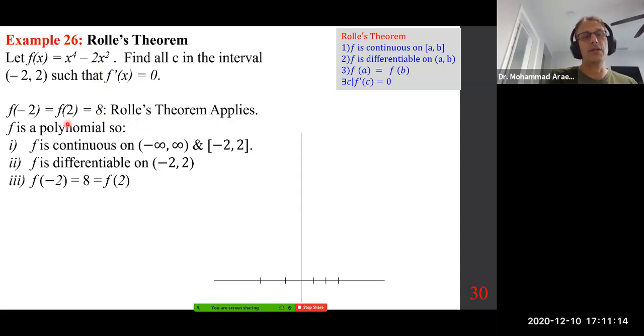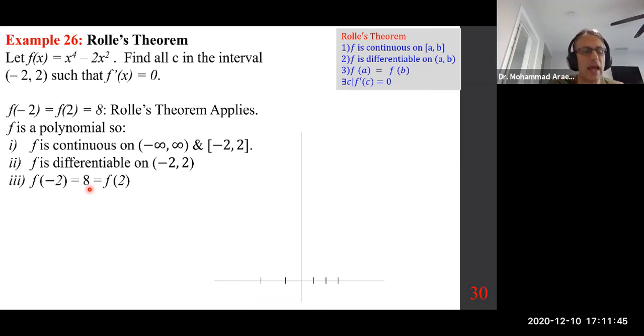Rolle's theorem applies. Why is that? We know f is a polynomial of degree 4. So it's continuous from negative to positive infinity. Therefore, it's continuous from negative 2 to 2. f is differentiable on negative 2 to 2, and f of minus 2 equals f of 2 equals 8. So you have to show that. Why is it continuous? You have to write it's continuous on a closed interval. Why is it differentiable? The same thing, it happens to be a polynomial of degree 4, so the same reasoning. And so now you can find f prime, set it equal to 0, and solve it.